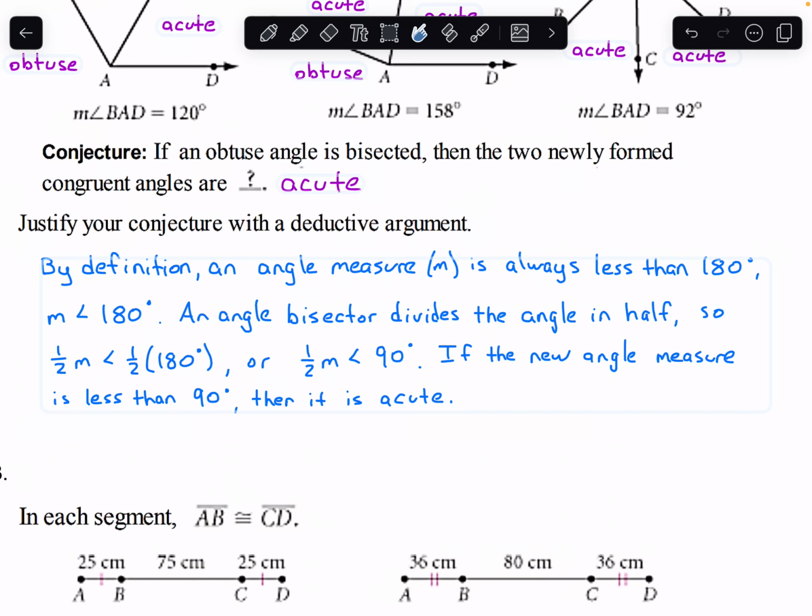Since this is the definition of an acute angle, I didn't need to cite that and say definition of acute angle. That would be redundant. If you're stating out a property explicitly, you don't need to say the name of the property or the relationship.